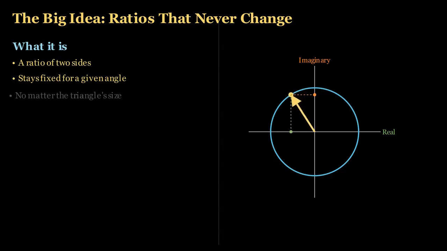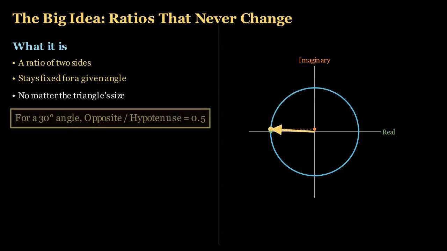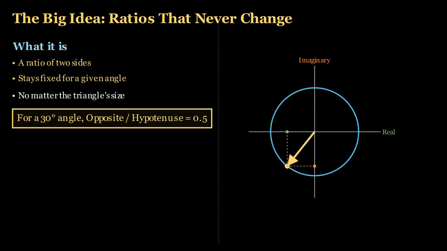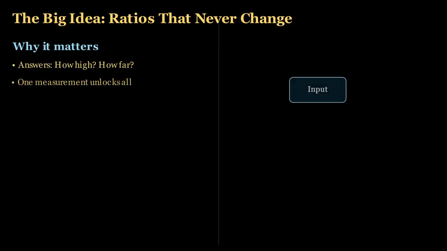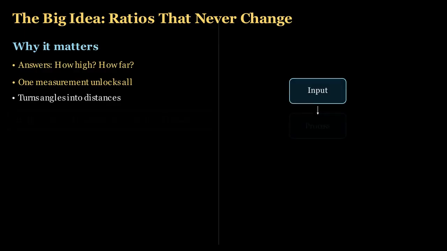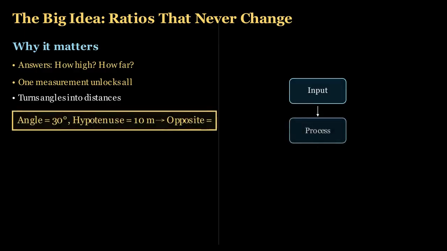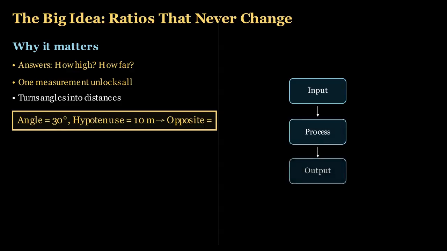If you measure 2 of its sides and divide them, you get a number. Now, if you zoom in or out, making the triangle bigger or smaller, that number stays exactly there. This matters because it solves a huge real-world problem. If you know an angle and just one side of a right triangle, you can find every other side. It's like a magic key, measure the angle to the top of a tree.